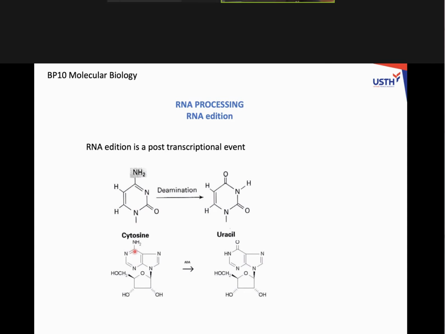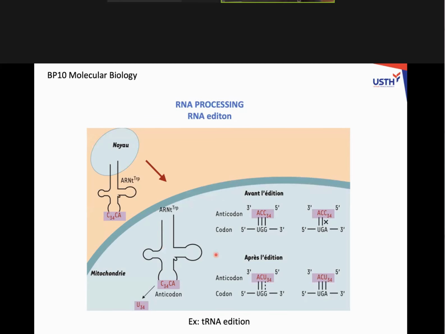So just to show you, but you don't need to remember that. For example, a cytosine can be deaminated, and it turns to be a uracil. So you can convert a C to a U, just chemically, okay? It's not during transcription, it's chemical transformation of the base. So it's just to show you what it is. It's a little bit disconnected from the rest. I extracted 2 examples of RNA edition.